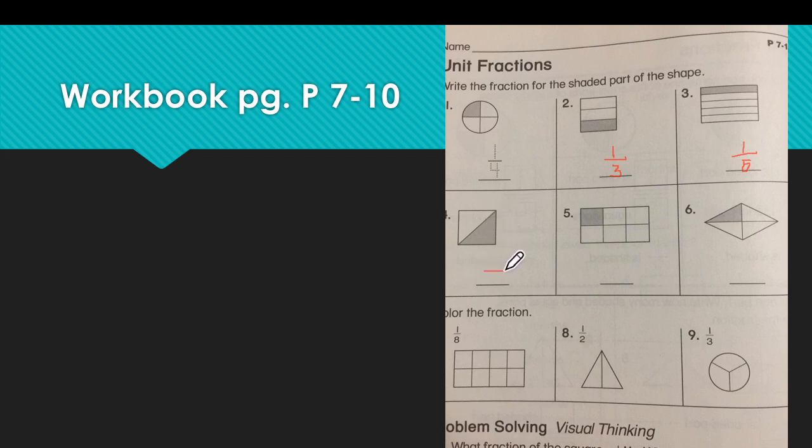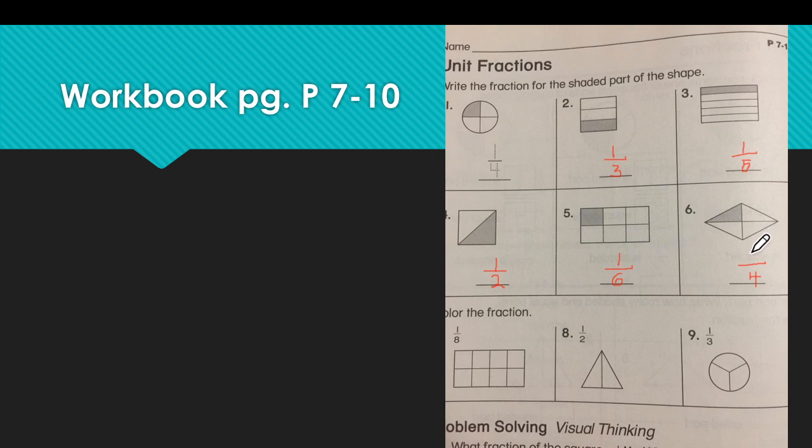Start with the line. Count how many equal parts? 1 and 2. And how many are shaded? 1 only. Start with the line. Count how many parts are all in the whole shape. 1, 2, 3, 4, 5, 6. 6. And how many are shaded? 1 only. Start with the line. How many parts do we have in all? 1, 2, 3, 4. 4 all equal parts. And how many are shaded?